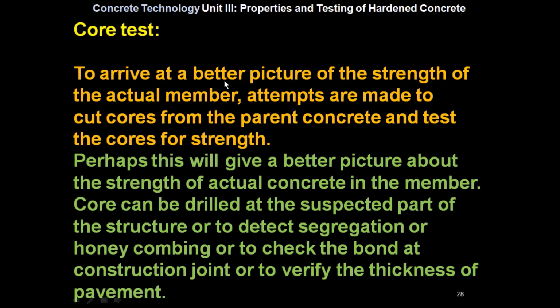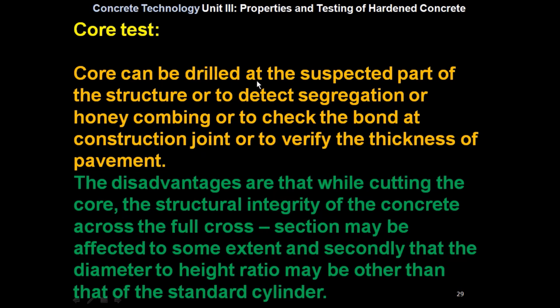To arrive at a better picture of the strength of the actual member, attempts are made to cut cores from the parent rock and test the cores for the strength. Perhaps this will give a better picture about the strength of actual concrete in the member. Cores can be drilled at the suspected part of the structure, or to detect segregation or honeycombing, or to check the bond at construction joint, or to verify the thickness of the pavement.